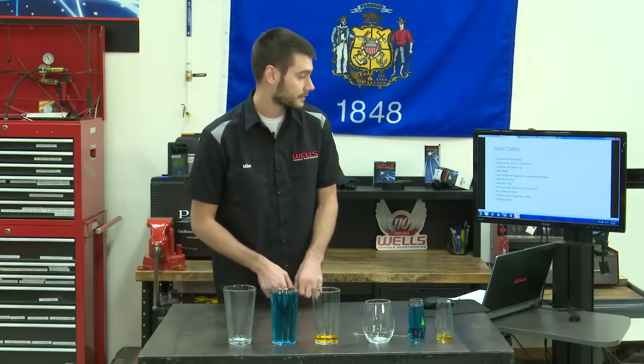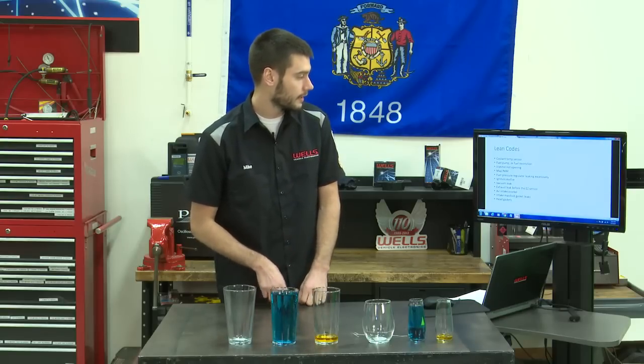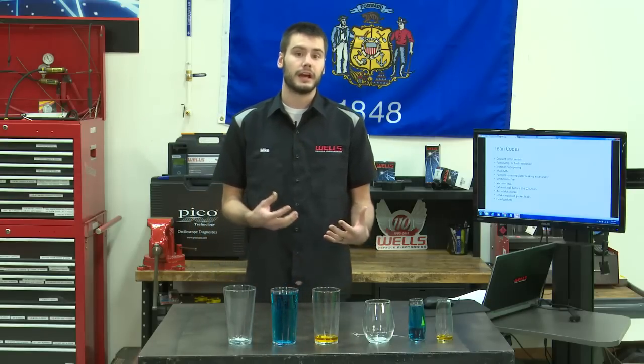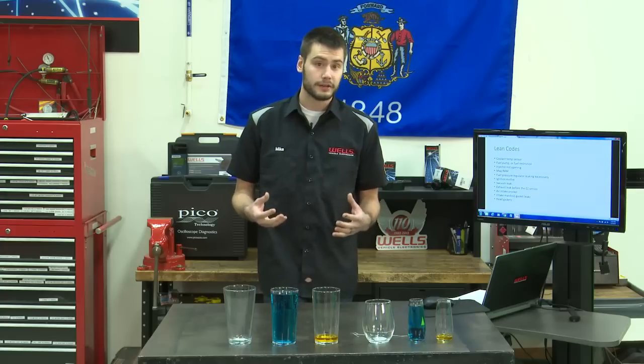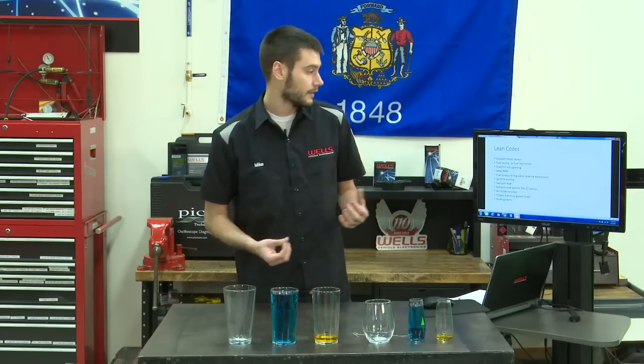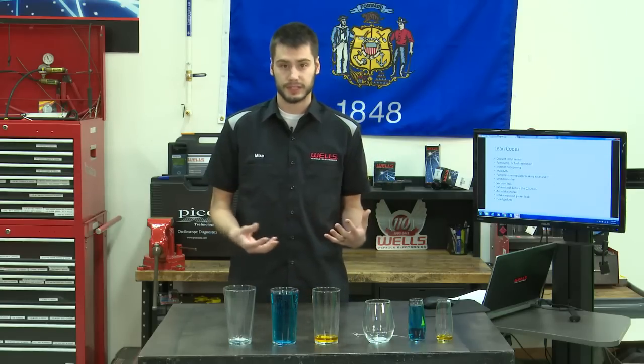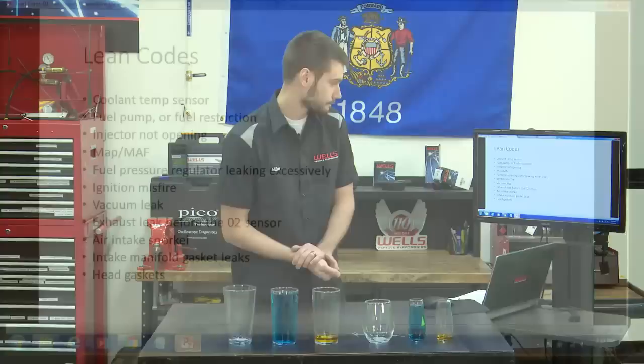MAP sensors or mass airflow sensors, if they're skewed, they're not able to properly read the amount of air coming into the engine. Therefore, the computer doesn't know how much fuel to add. It can cause it to run lean.